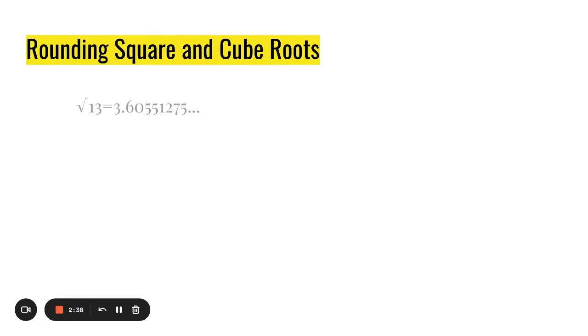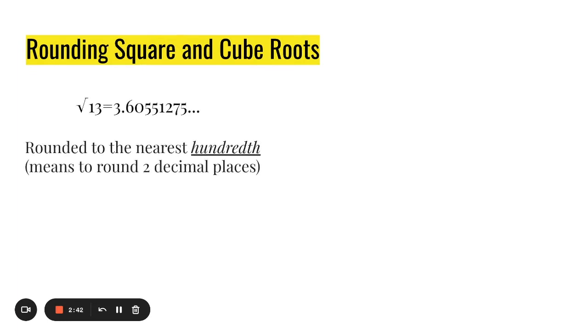When rounding square and cube roots, for example, the square root of 13 we have there, if we wanted to round that to the nearest hundredth, that means we're rounding to 2 decimal places. So you'll look at those 2 digits, and then look at the next number, which in this case is a 5. 5 or higher means that we're going to round up. So the square root of 13 in this case rounds up to about 3.61.